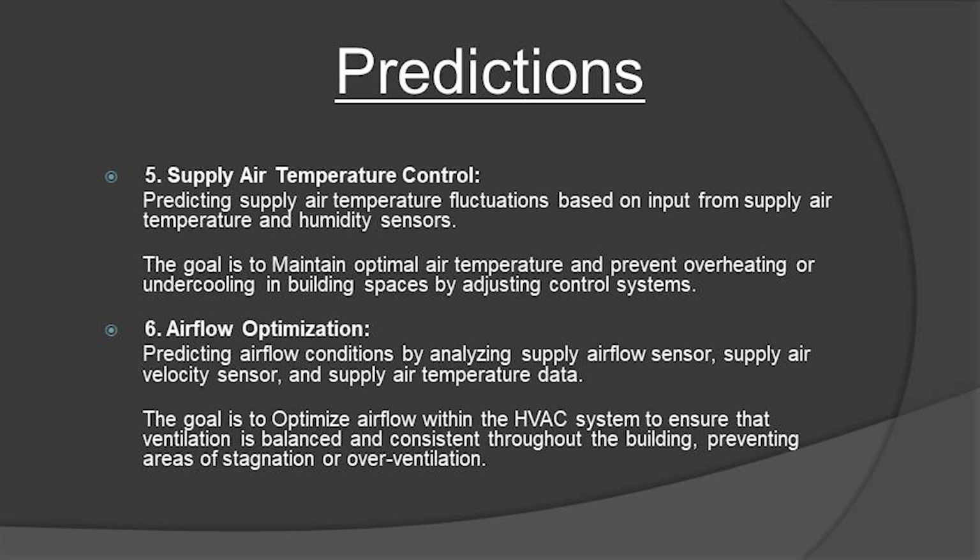Airflow optimization: predicting airflow conditions by analyzing supply airflow sensor, supply air velocity sensor, and supply air temperature data. The goal is to optimize airflow within the HVAC system to ensure that ventilation is balanced and consistent throughout the building, preventing areas of stagnation or overventilation.